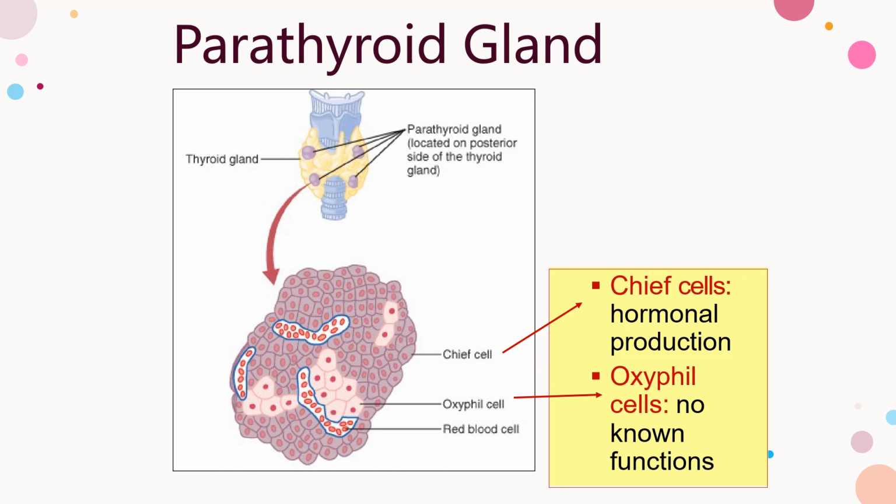And oxyphil cells have no known functions and are very few in number compared to chief cells. They appear in the glands during puberty, and then the number increases with increasing age, and they contain oxyphil granules. They do not secrete parathyroid hormone, but sometimes they do secrete parathyroid hormone, which will contribute to the excess of parathyroid hormone.